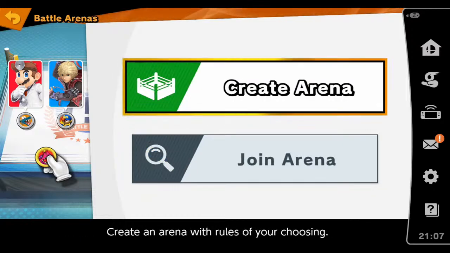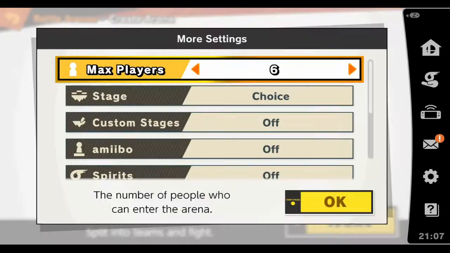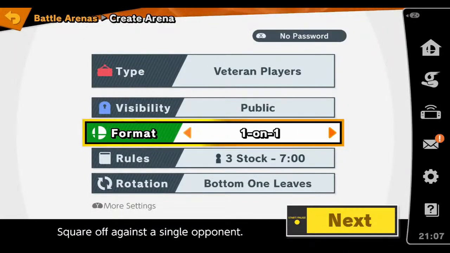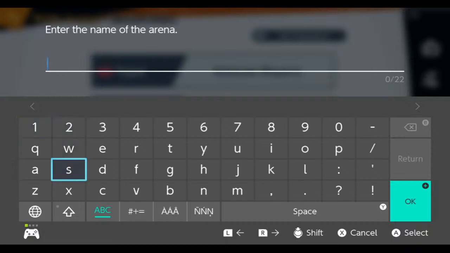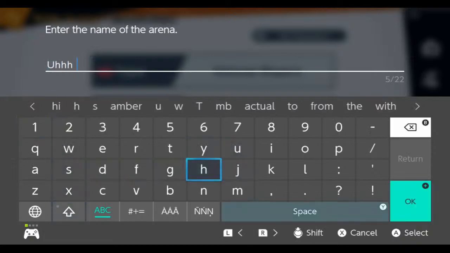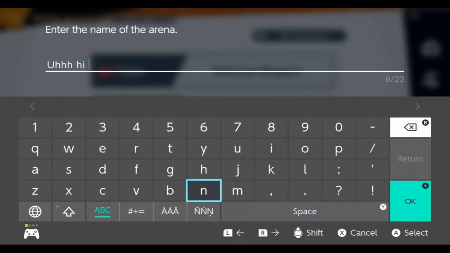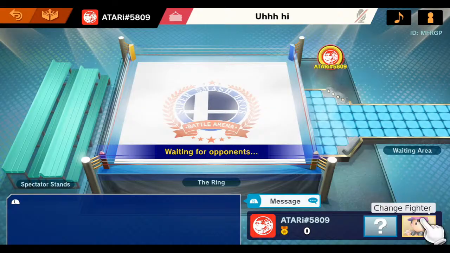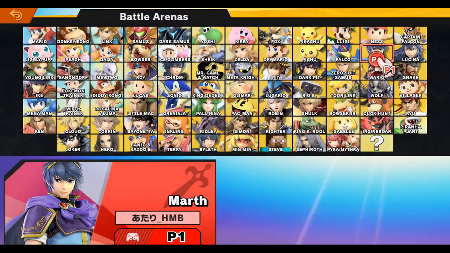All right, let's create an arena. Public. All right, let's do 2 people. 1v1. All right, let's do that. Hi. All right. So, I don't know. I could use Ness, but I feel like I could use Marth too.